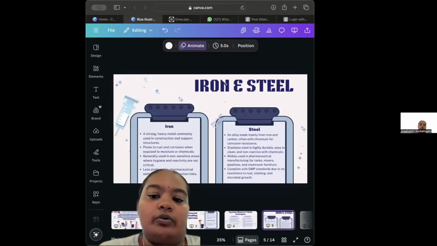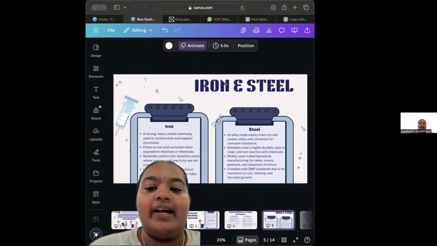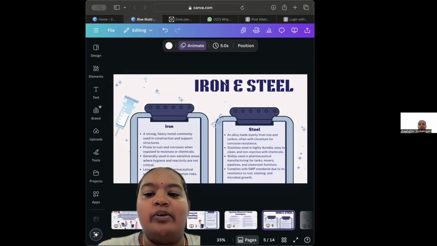So let's now look at construction materials, starting with iron and steel. Iron is strong and sturdy but rusts easily when exposed to moisture. That's why it's only used in non-sensitive areas. Steel, particularly stainless steel, is much more suitable for pharmaceutical use. It's corrosion resistant, easy to sterilize, and highly durable, making it the standard choice for clean room furniture, mixing tanks, and process lines.